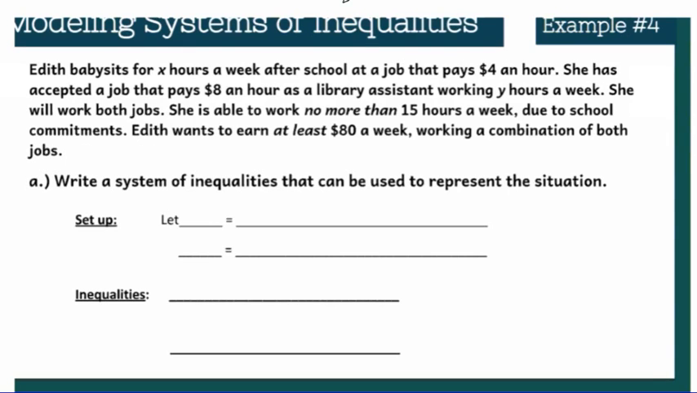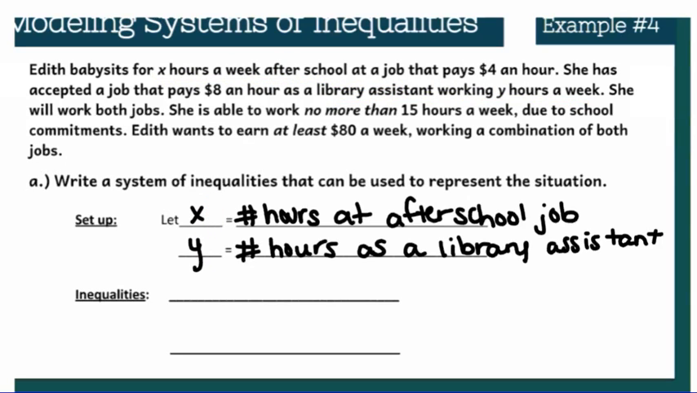We need to define our variables. Reading the problem again, it tells us X represents the hours a week at her after-school job. And it also tells us that she's working as a library assistant Y hours a week. So the problem defines our variables for us. Now we need to go back and identify the information that will allow us to create our two inequalities.